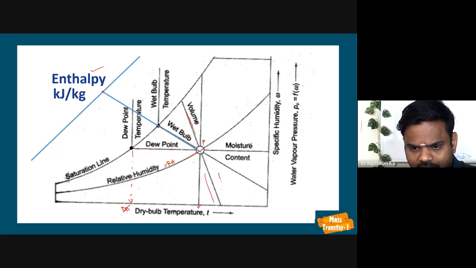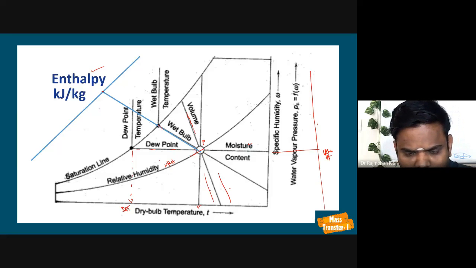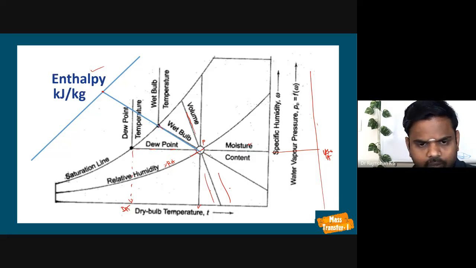We can also get the specific volume along this line. You will have lines with specific volume values, meter cube per kg of dry air. There are also some graphs in which we can get vapor pressure, what is PA0. So if any two parameters are known, we can get the rest of the parameters using the psychrometric chart. Otherwise, we can make use of the formulas to determine them.